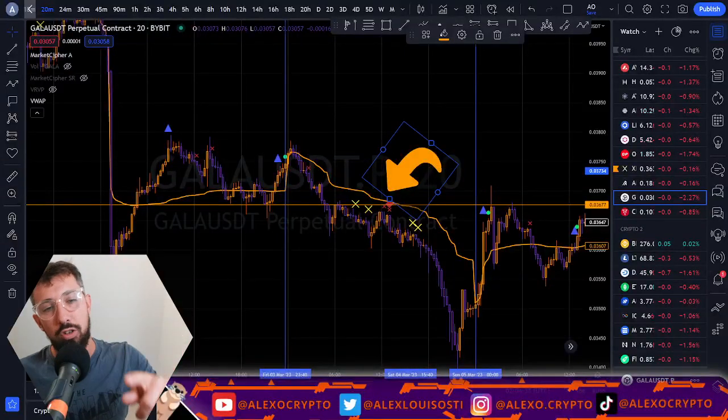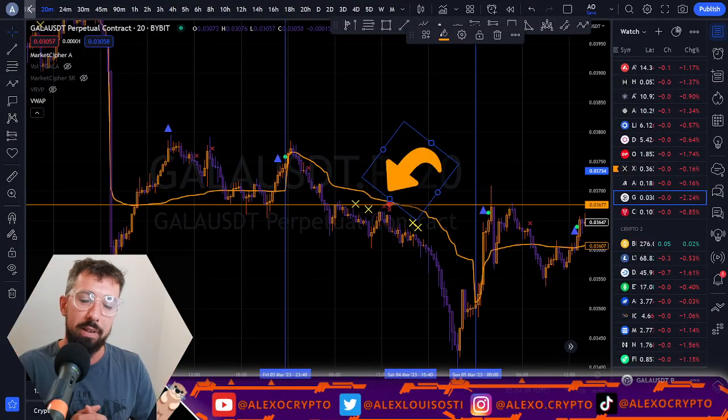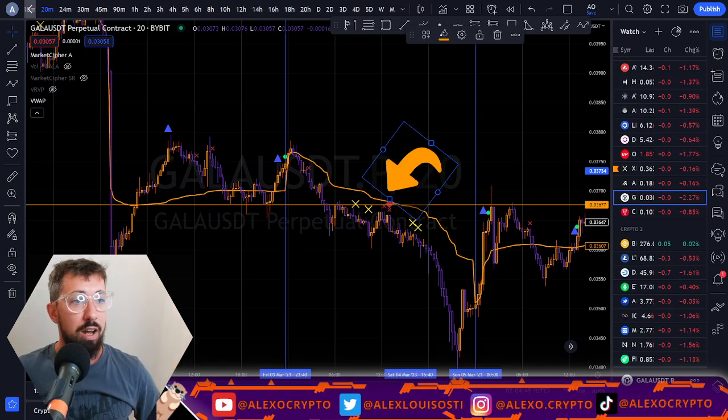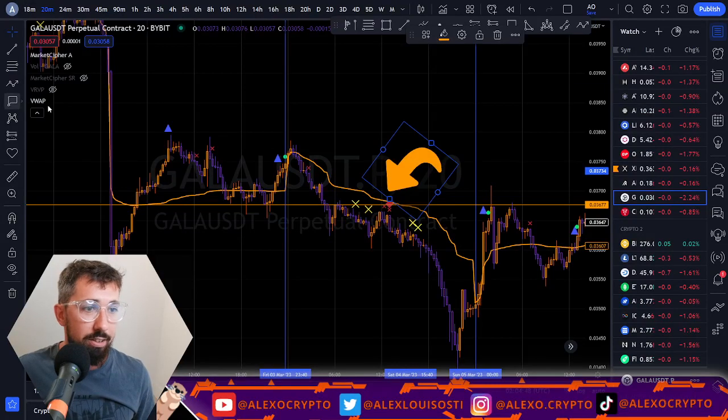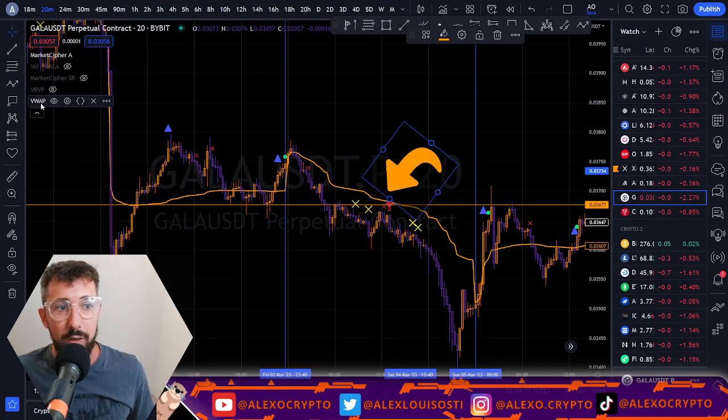What's up, Alex O Crypto here with the VWAP, the volume weighted average price. I use this to add confluences to my trade. We're going to go over to the indicators and add VWAP.